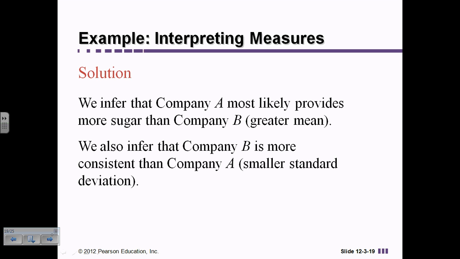So that means that company B, according to the standard deviation, is doing a better job of packaging their sugar than company A. You were able to look at that and possibly derive that from the mean, but what if the means were closer together, you might not have that information.